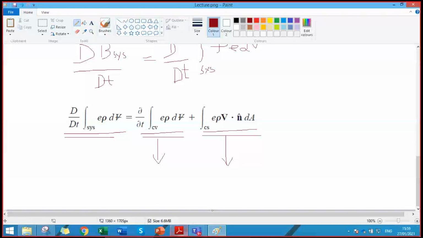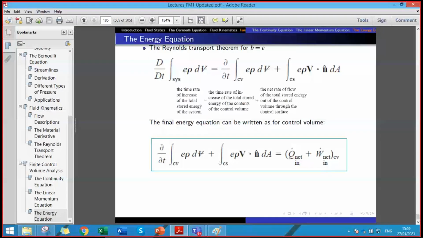So the final energy equation can be written like this, because we have proved that dE by dt of the system is equivalent to Q dot net in plus W dot net in. So partial by partial t integral over the control volume of rho e dV plus integral over the control surface should be equivalent to what is entering in the form of heat and what is leaving in the form of work. Clear? Yes, sir. Clear.